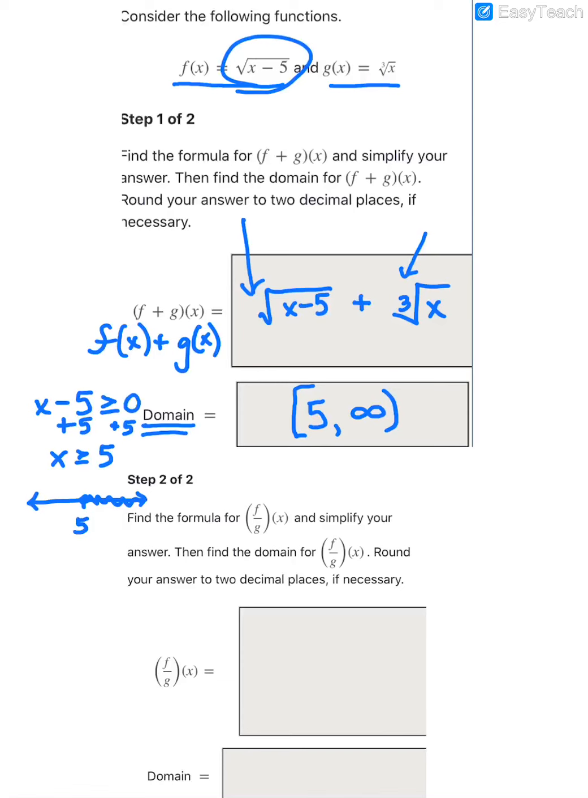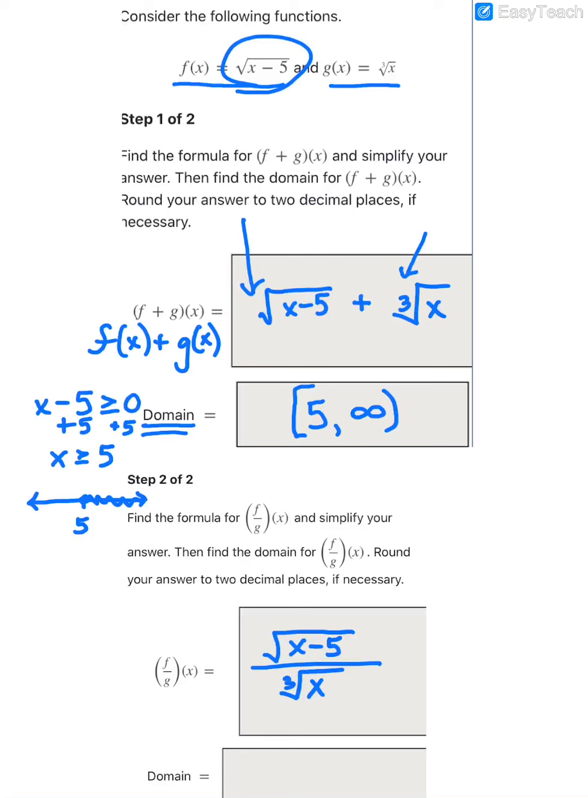Okay, step 2 of this problem asked us for division, but they could just as easily do subtraction. They could also do multiplication. But in this case, since we're dividing and function f goes on top, then the square root of x minus 5 has to go on top. Function g of x goes on bottom, so my cube root of x is going to go on bottom.